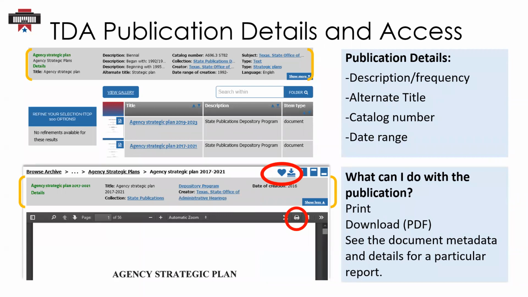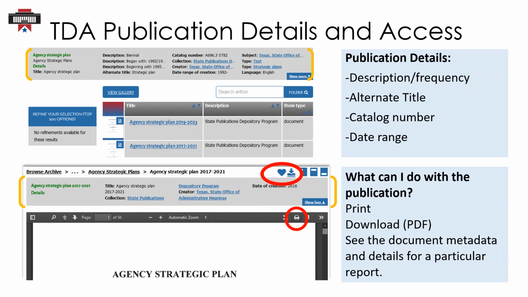When you click a report title, it takes you to a folder with the various years the publication is available. You can see details about the report like the frequency, alternate titles, the catalog number or call number, and date range. This is helpful if you decide to search for printed copies in our library catalog.